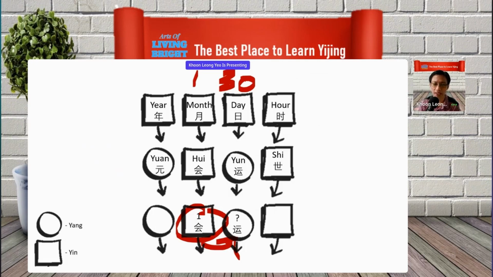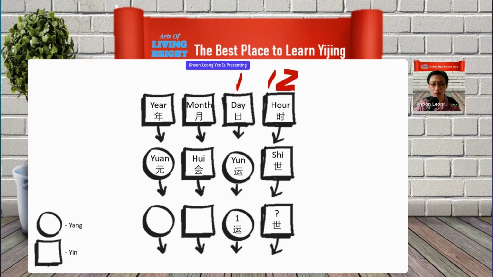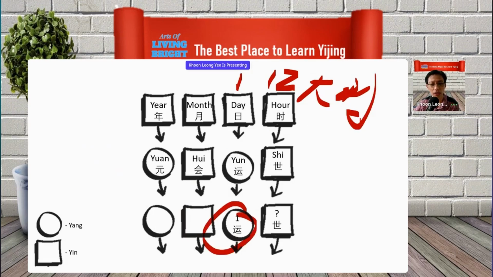30 yun. Okay, so very good. 30 yun. It follows the same pattern, right? So easy to remember, right? So 1 day, in the Chinese system, equals 12 hours. 1 day equals 12, no, not 小时, 大时. Okay, then 一运 equals 12 also.